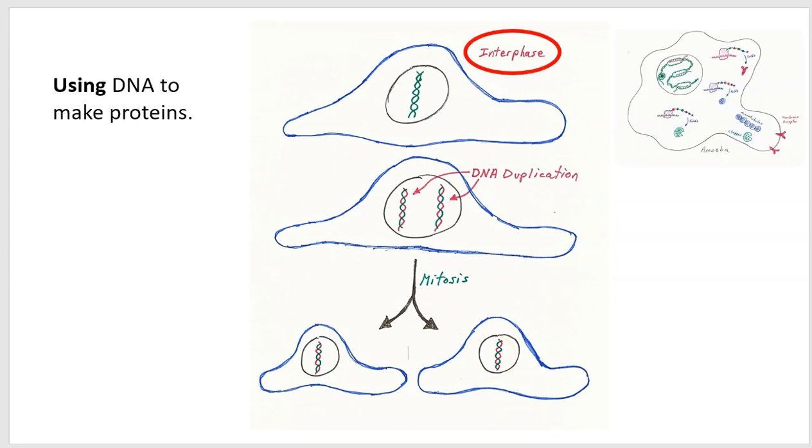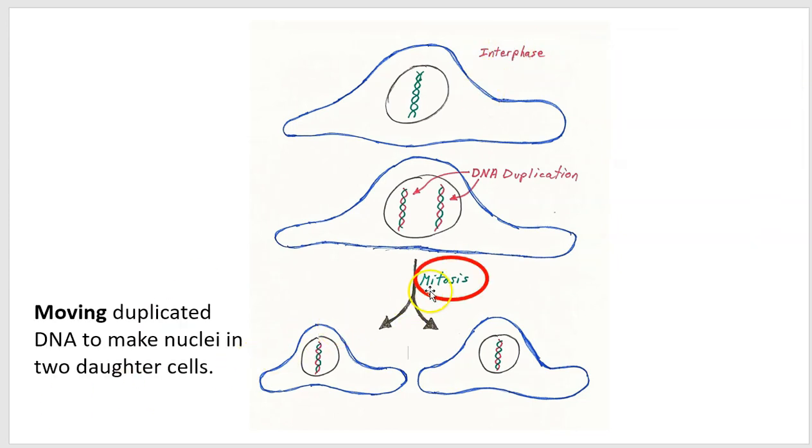Whereas during interphase, the cell is using its DNA to make proteins. So that's our familiar picture up here. The cell's using the DNA information to make proteins during interphase. The cell is moving duplicated chromosomes during mitosis.